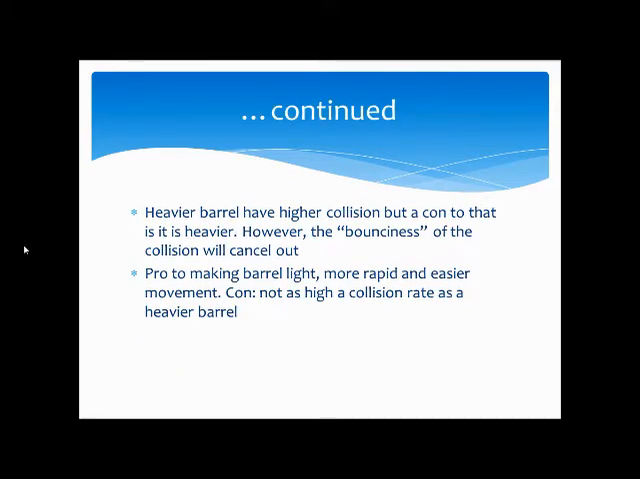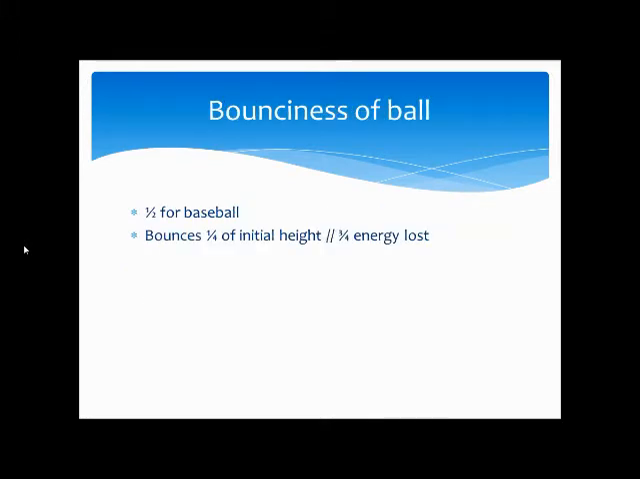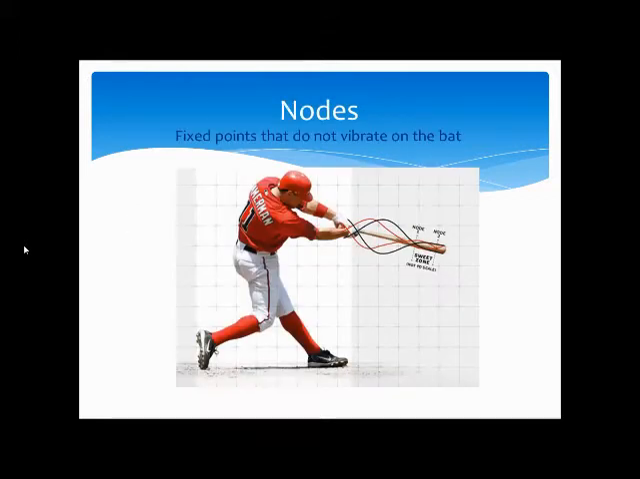A heavier barrel has a higher collision, but a con to that is that it is obviously heavier. However, the bounciness of the collision will cancel out. The pro to making the barrel light is it's more rapid and easier to move, but the con is it's not as high a collision rate as a heavier barrel. The bounciness of the ball for baseball is about 1/2, and the ball bounces back to 1/4 of the initial height, so 3/4 of the energy is lost.